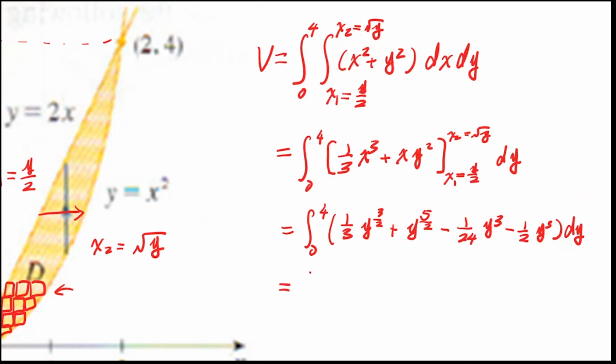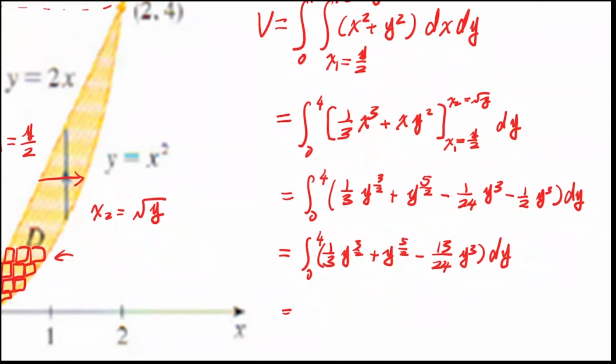Let's simplify this. So 0 to 4, and these are not like terms, so we have 1/3 y to the 3/2 plus y to the 5/2, and these two, is it 13/24? Right? And then y cubed. With me?